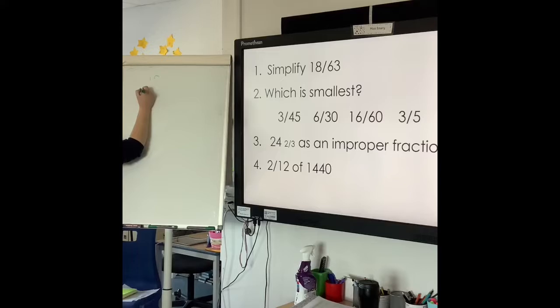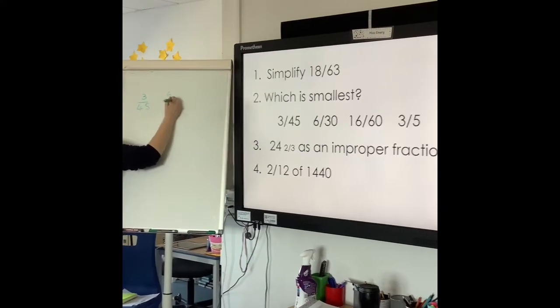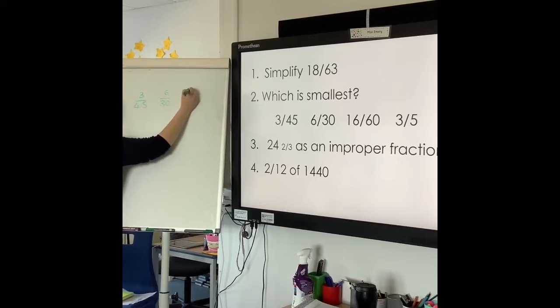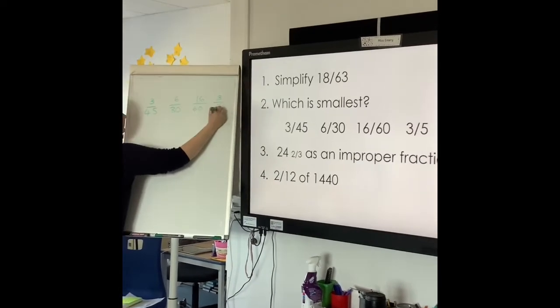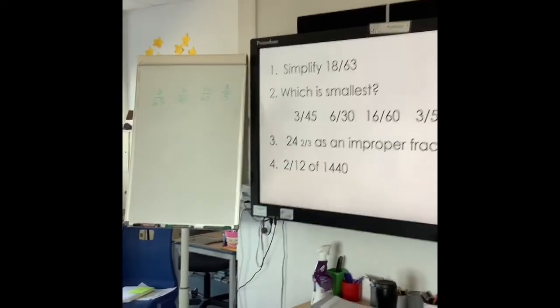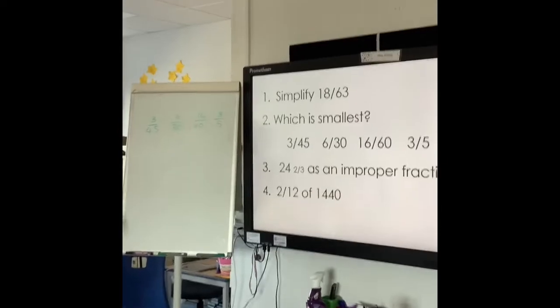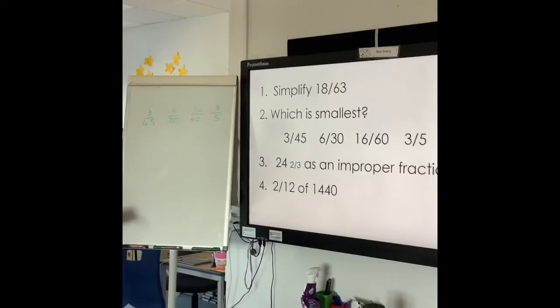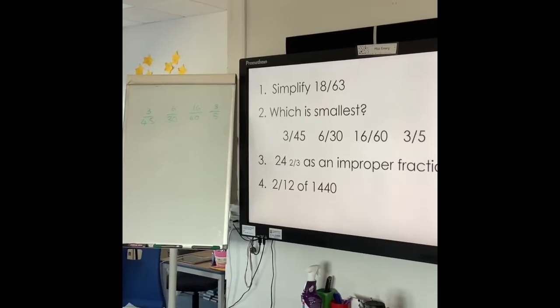Which is the smallest? We've got 3 over 45, 6 over 30, 16 over 60, and 3/5. Let's find a common denominator. And go to 90 as my common denominator.